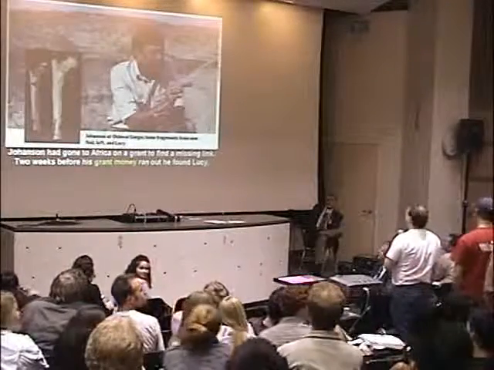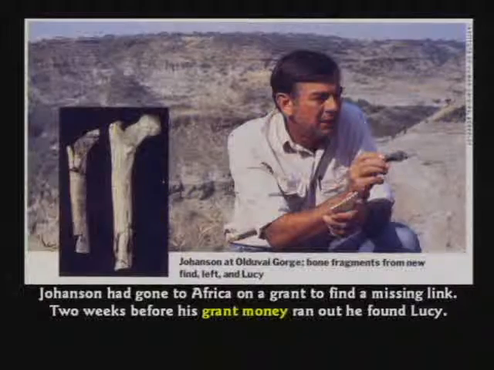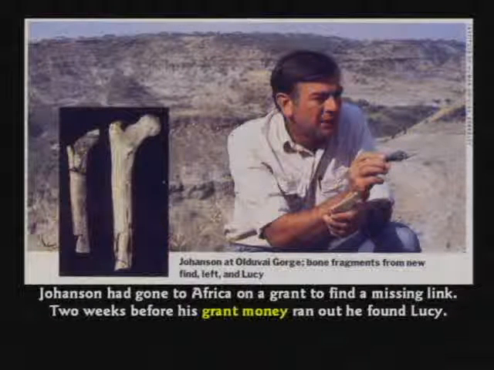Johanson was sent to Africa specifically to find evidence for evolution. He found Lucy two weeks before his grant money ran out. It's a well-published fact. You're wrong right there. You're misrepresenting. He went to find evidence for hominids.